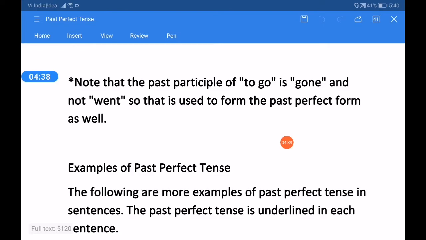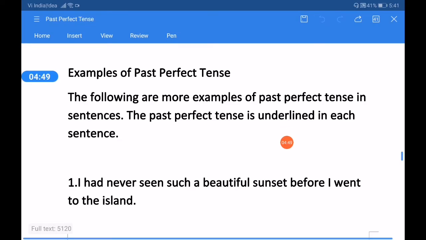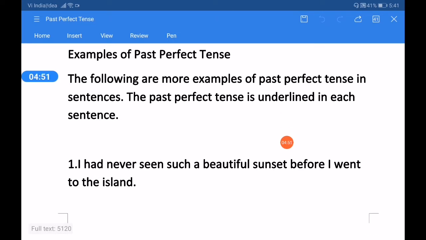Note that the past participle of to go is gone and not went, so that is used to form the past perfect form as well. Examples of past perfect tense. Dear students, the following are more examples of past perfect tense in sentences. The past perfect tense is underlined in each sentence, but here it is not possible to underline, so that's why.